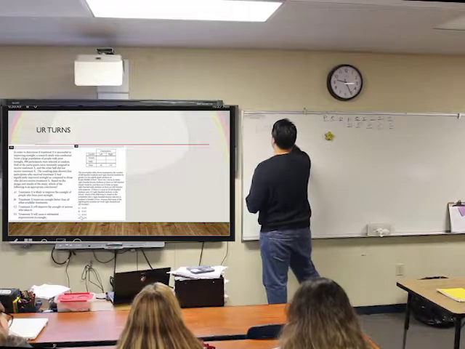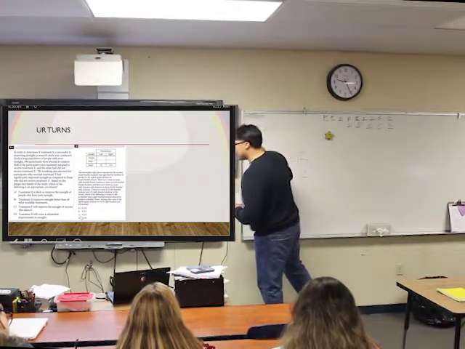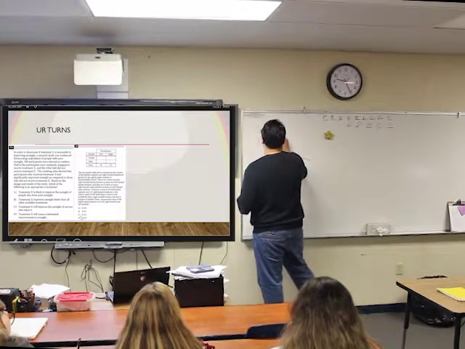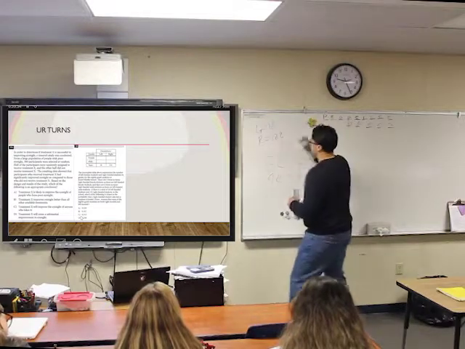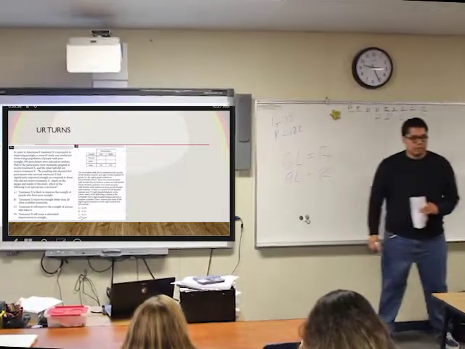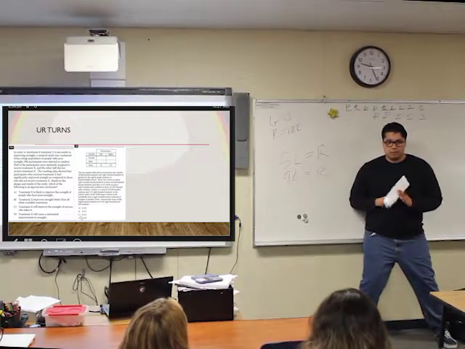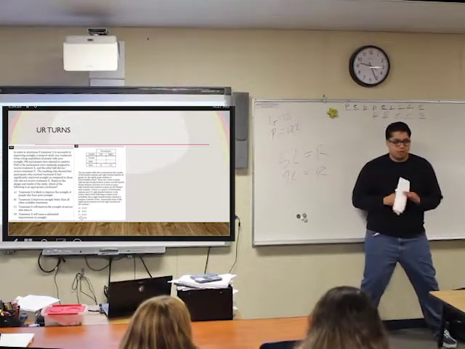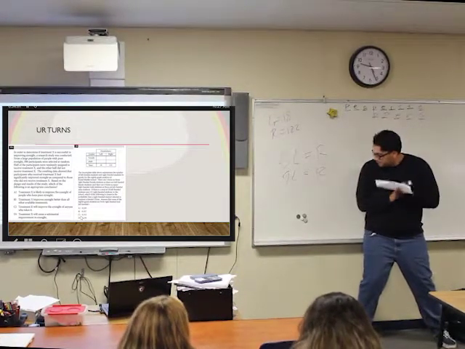L is equal to 18. That's the total left-handed, and the total right-handed is 122. What does total mean? What are we adding? Which groups? Female and male. So let's make some equations.